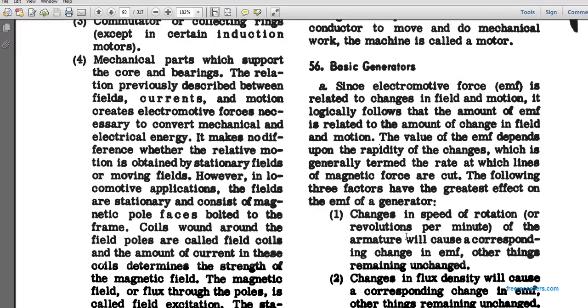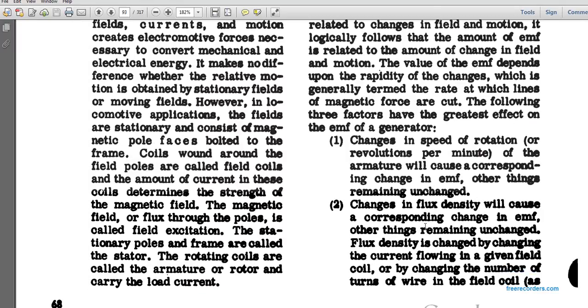Since electromotive force EMF is related to the change of the field of motion, it logically follows that the amount of EMF is related to the amount of change in the field of motion, and the value of the EMF depends on the rapidity of the changes, generally termed the rate at which the lines of magnetic force are cut. The following 3 factors have the greatest effect on the EMF generated. 1. The change in speed of rotation, or revolutions per minute, of the armature causes a corresponding change in the EMF, other things remaining unchanged.